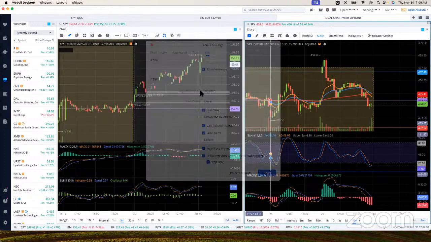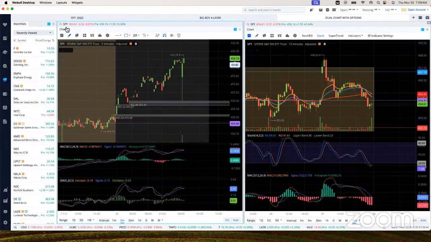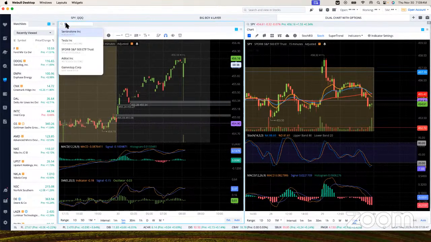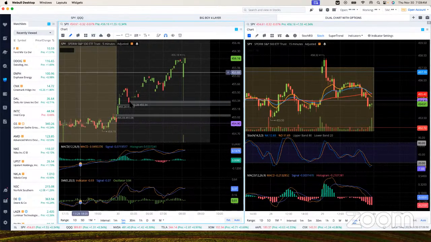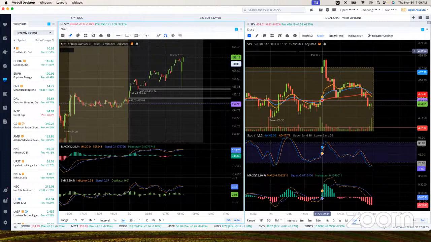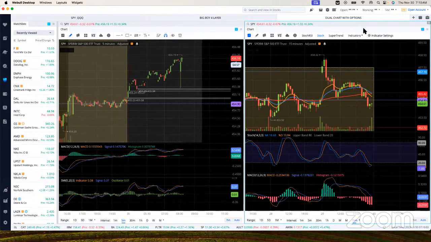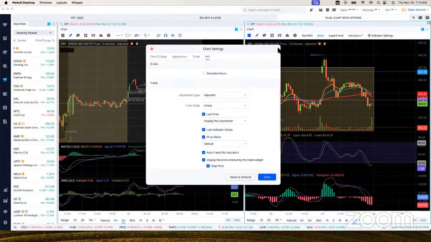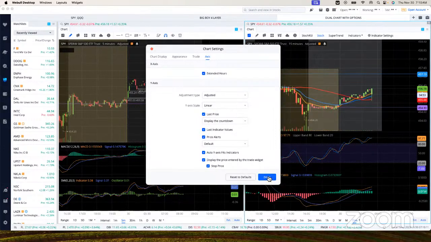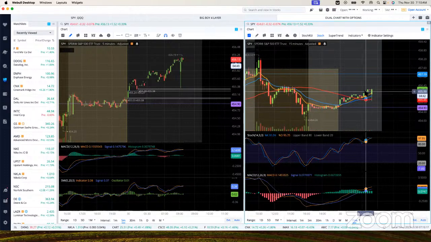Boom. There we go. All right. Now let's go back to it. All right, there we go. Now we're in an extended period over here on this chart. There we go. We're actually above in the extended period. That makes a lot more sense now.